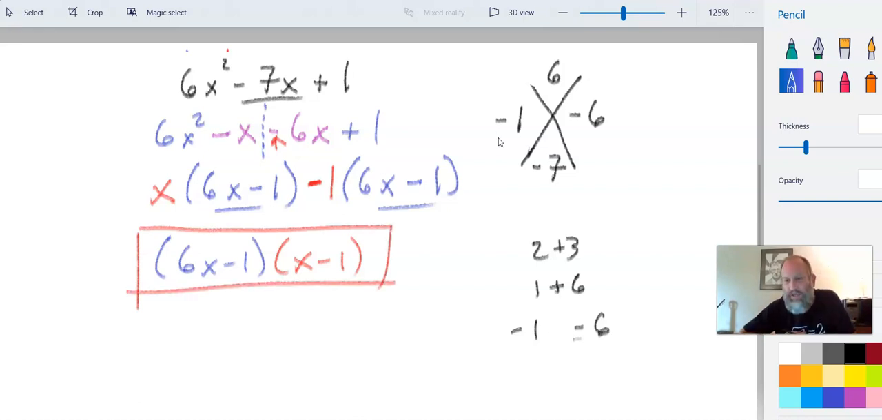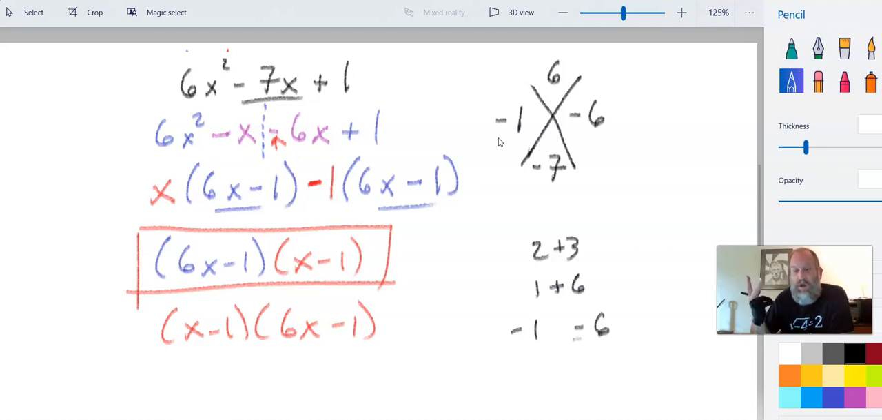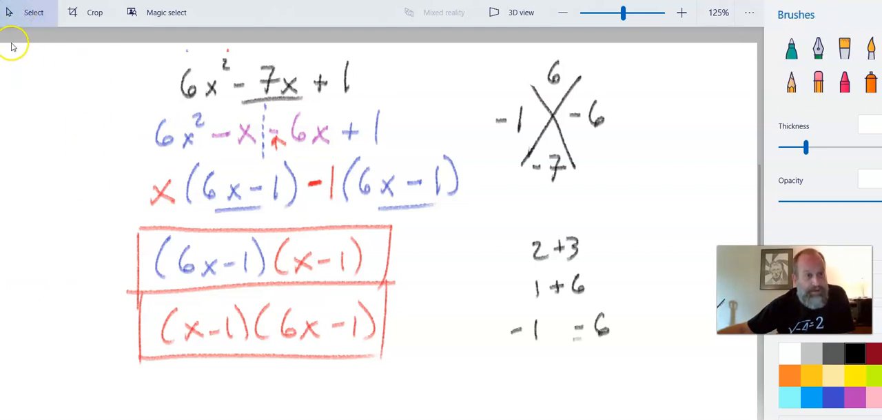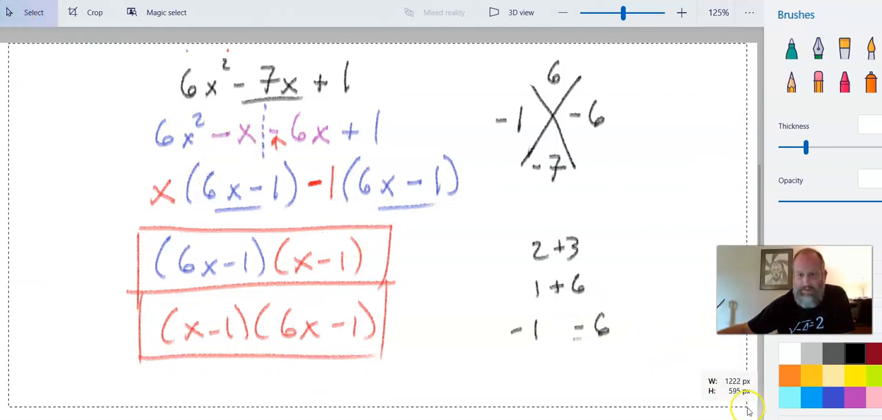A common question I get is, does it matter which order you write the factors in? And it does not. You could just as easily write x minus 1 times 6x minus 1, and that is absolutely 100% correct. There's no law about what order things have to go in. So both of these are absolutely correct as far as that goes. All right, so let's go ahead and clear this off now.